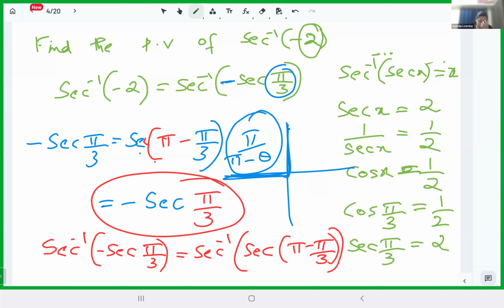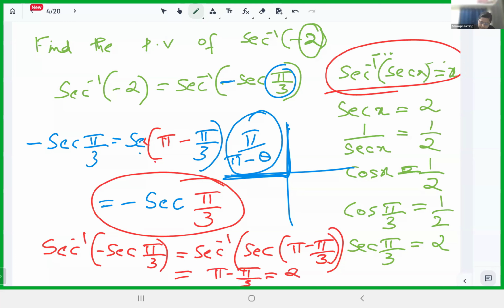Okay, sec inverse of sec of pi minus pi by 3. If you apply the property sec inverse of sec x is equal to x, what will be the value here? Pi minus pi by 3, that is equal to 2 pi by 3.